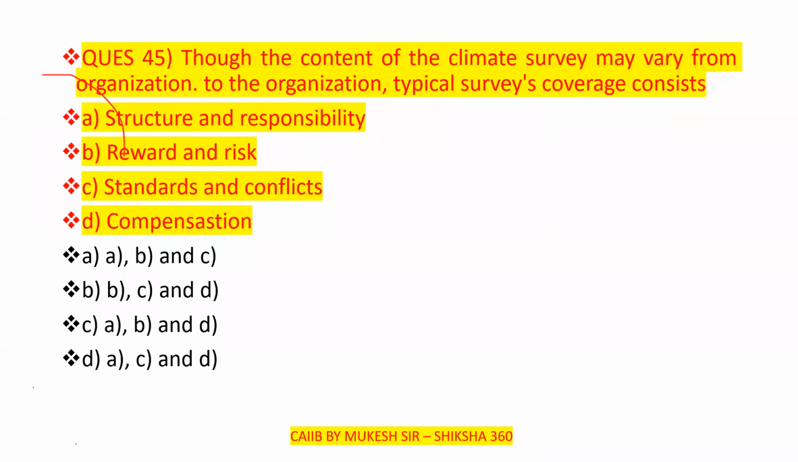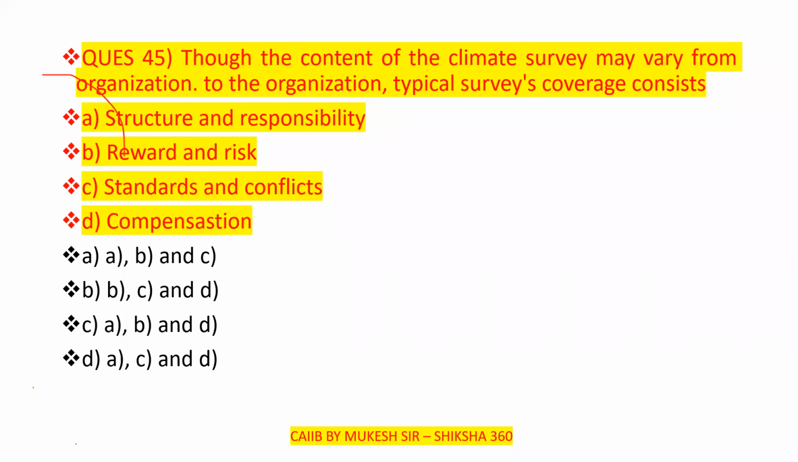Question number 45. Clear? What does it say? First of all, this question is from chapter number 23. Though the content of the climate survey may vary from organization to organization, what does the typical survey coverage consist of? We know that it consists of a total of 9 elements.